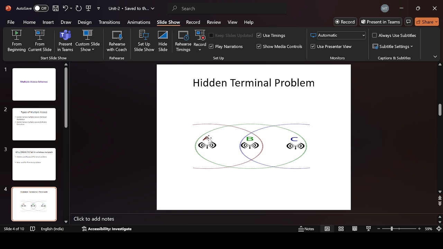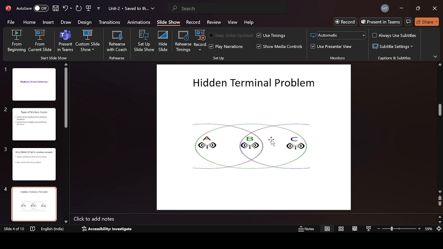Now, A wants to transmit something to B. A senses the medium. It finds the medium to be free. So A will start transmitting to B. So some transmission will be going on between A and B. Now, C wants to transmit something to B. Now, what C will do is, it will go and sense the medium.